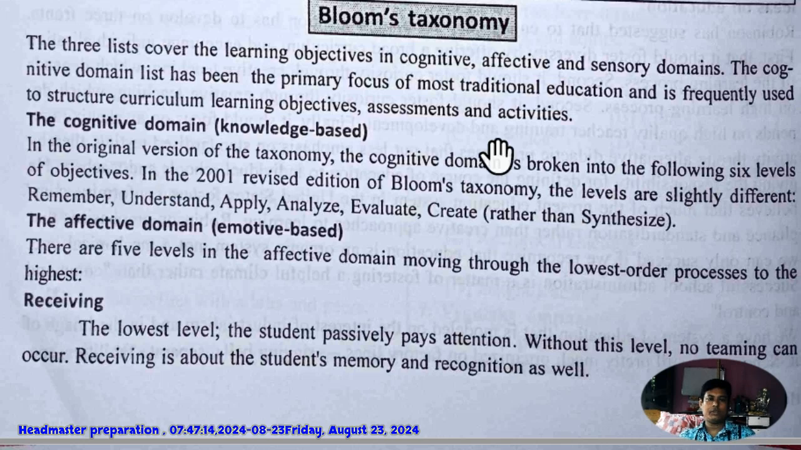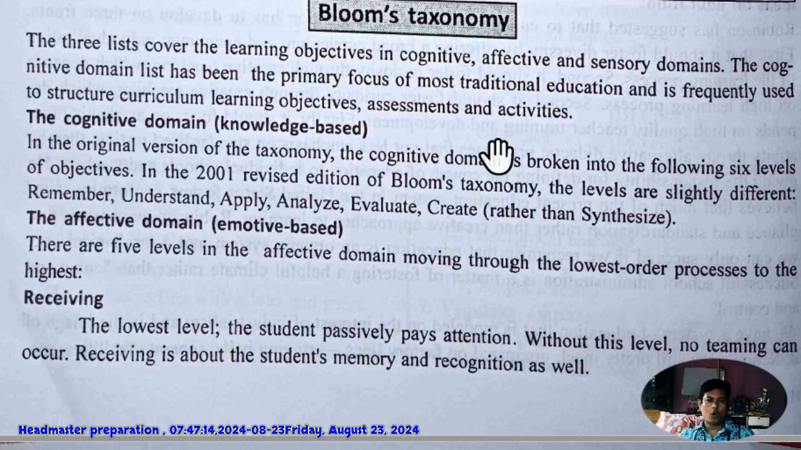Based on the original version of the taxonomy, the cognitive domain is broken into six levels of objectives, but in the 2001 revised edition of Bloom's taxonomy, the levels are slightly different. Remember, understand, apply, analyze, evaluate, create. Create rather than synthesize. RUAAEC.